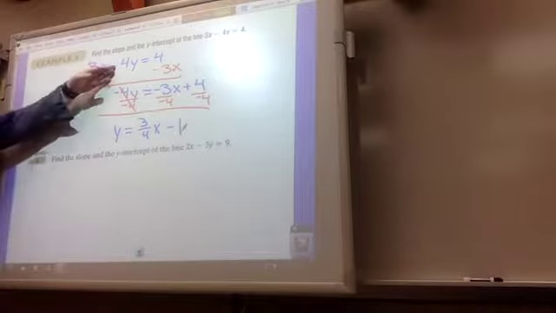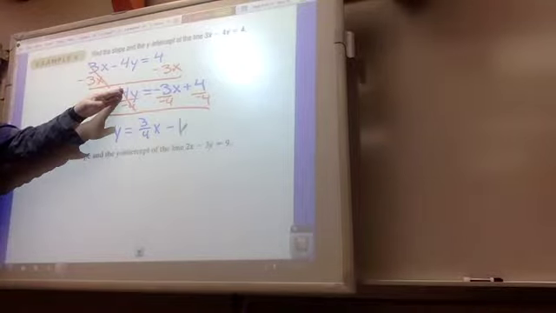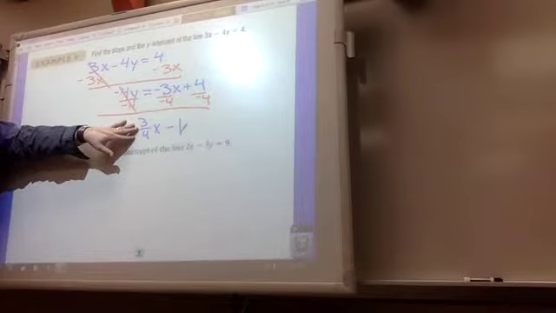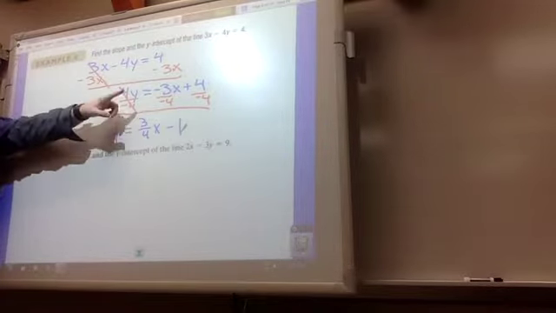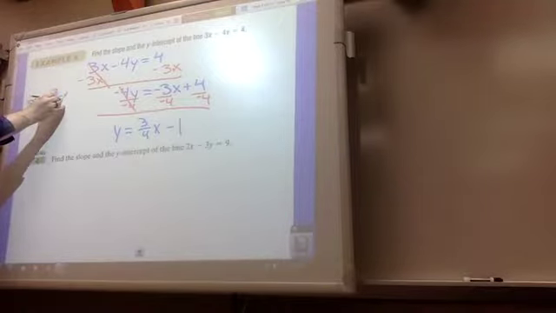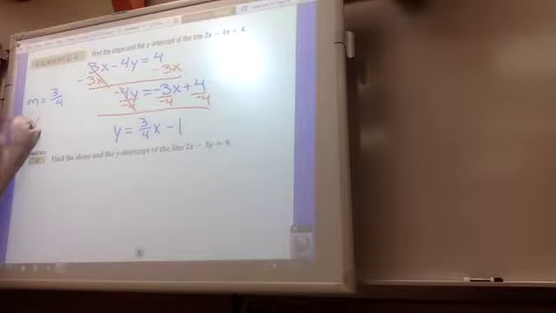Don't lose a negative if it's in between there. That stays with it. The negative 3 divided by negative 4 is positive, because negative divided by negative is positive. And the 4 divided by the negative 4 gives me negative 1. So once it's in that form, what is my slope? It's 3 over 4. And my y-intercept? 0, negative 1.